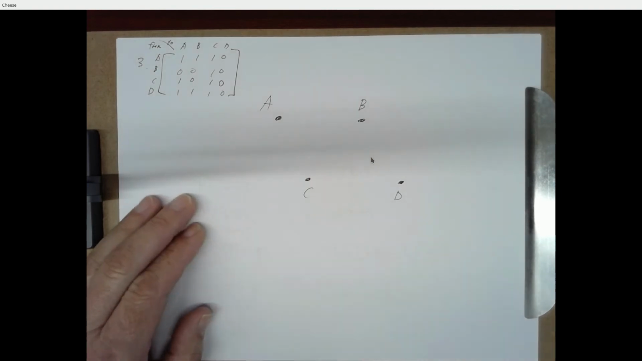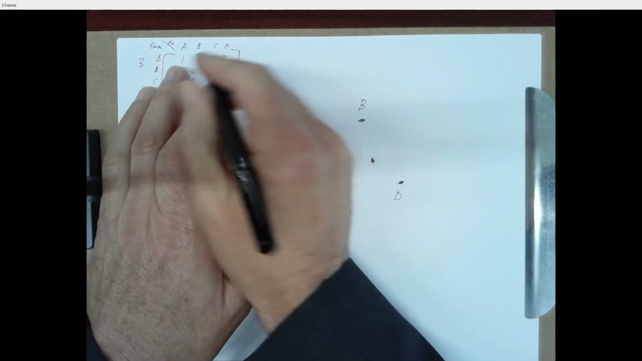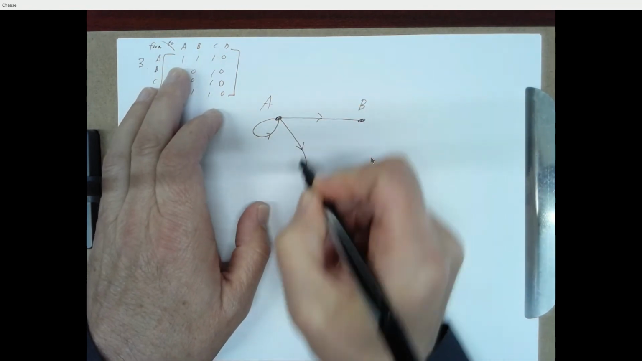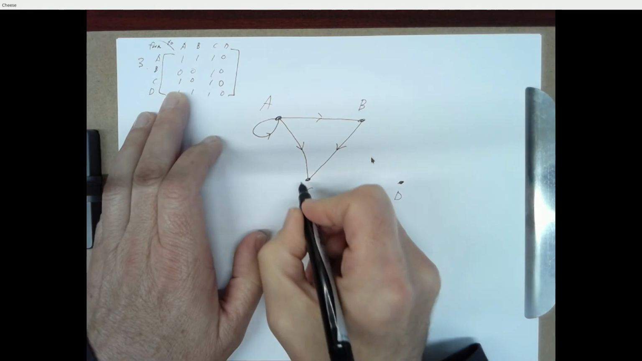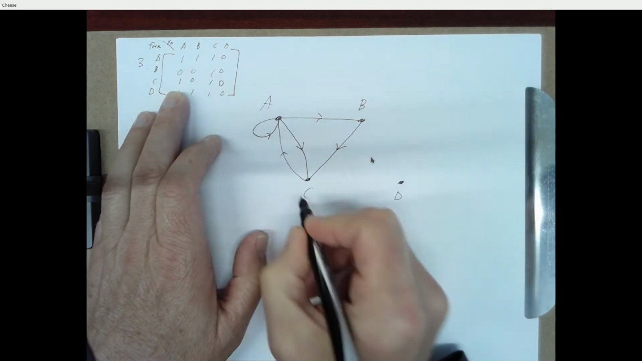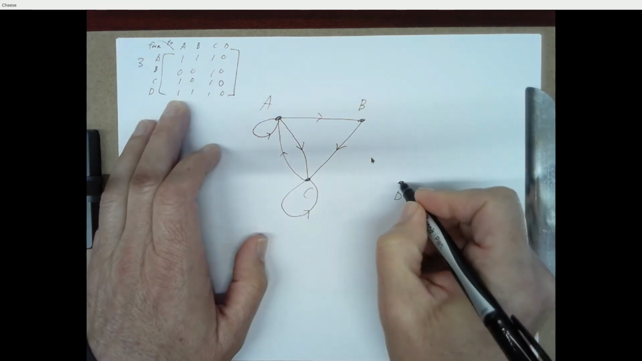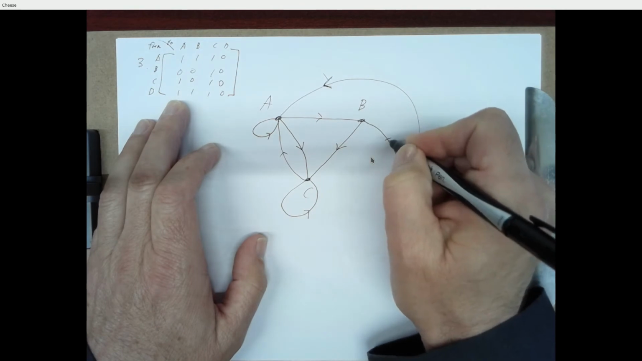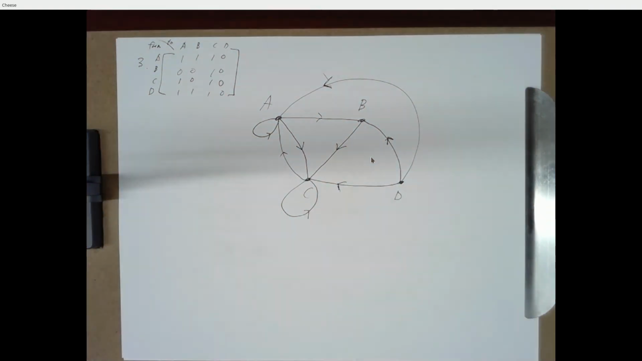So we're going from A to A, and that's just a loop to itself, A to B, and A to C, and then B to C, and then C goes to A, and C goes to C, and then D goes to A, B, and C. So A, and B, and C. So there's a graph corresponding to that.